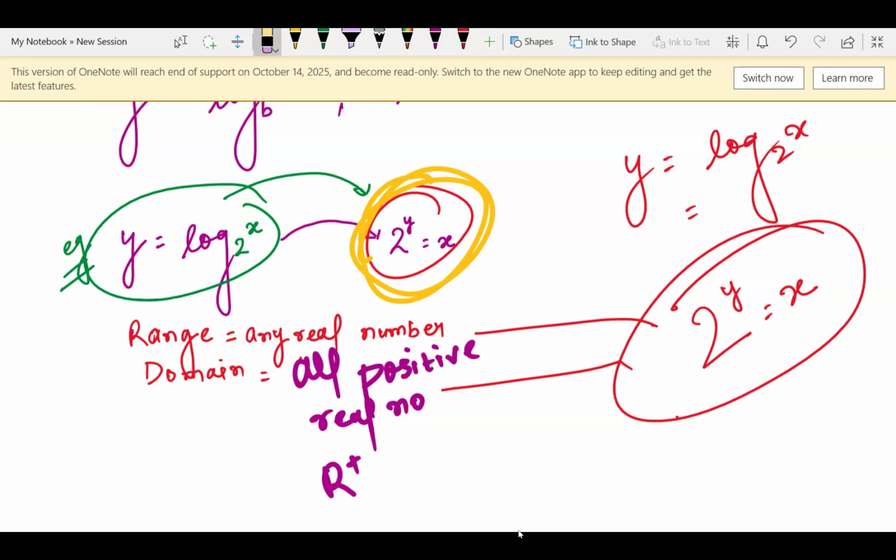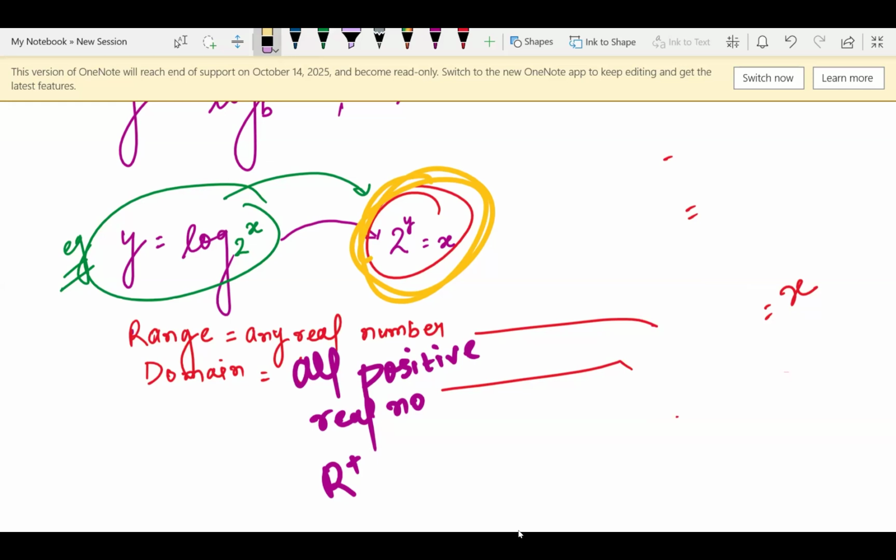This is a formula. Do we have to memorize it, or is there a logic behind it? This one, yes, you have to just take it as it is. The base 2, raised to the power y, that will be equals to x. Always we will be taking it in the same manner. So this way we can write it in the exponent form, and this is giving us clarity for identifying the domain and the range.